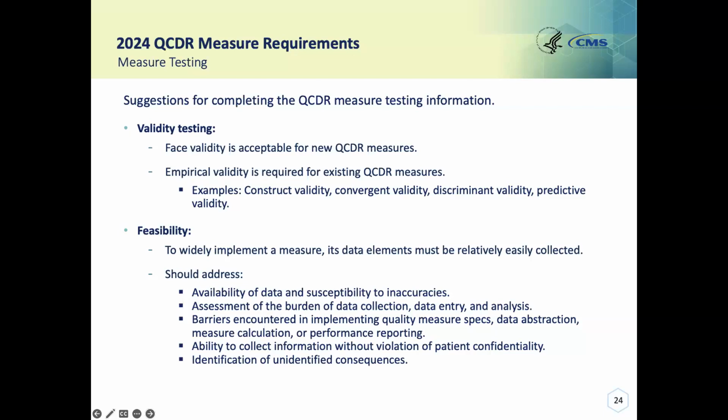For feasibility, you want data elements to be relatively easy to collect. So when you're doing any type of feasibility assessment, you want to assess the availability of data and susceptibility to inaccuracies. Also, if there's any burden of data collection, data entry, and analysis. In addition, you want to look for any barriers to implementing the measure specifications, data abstraction, measure calculation, or performance reporting. You also want to be able to collect all information without violation of patient confidentiality, and you want to identify if there are any unintended consequences.